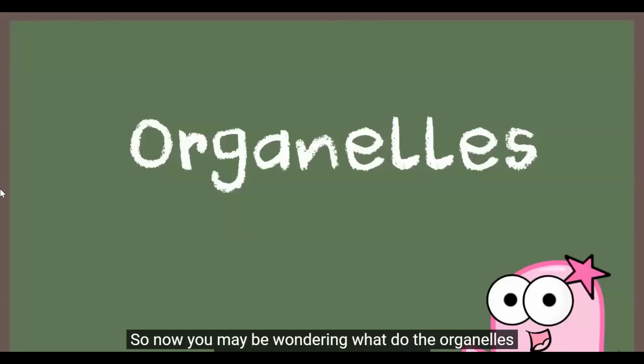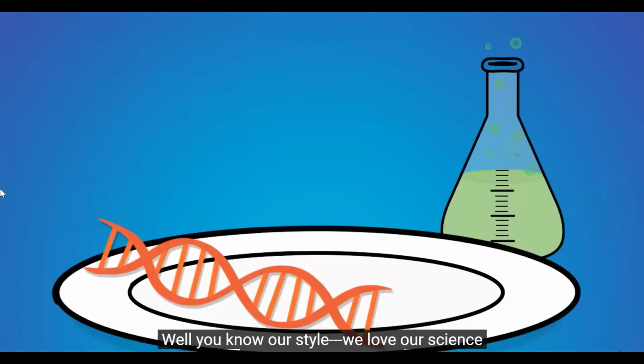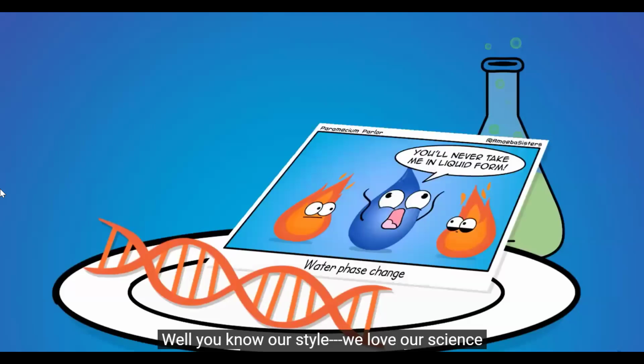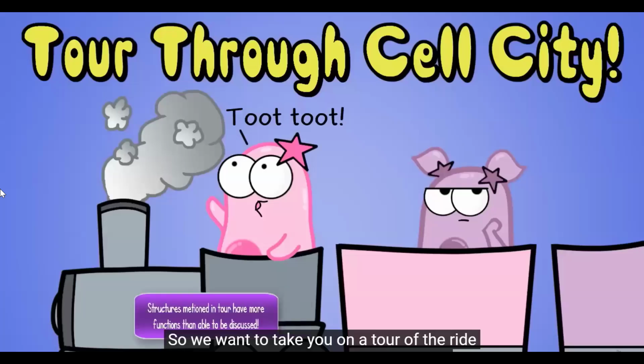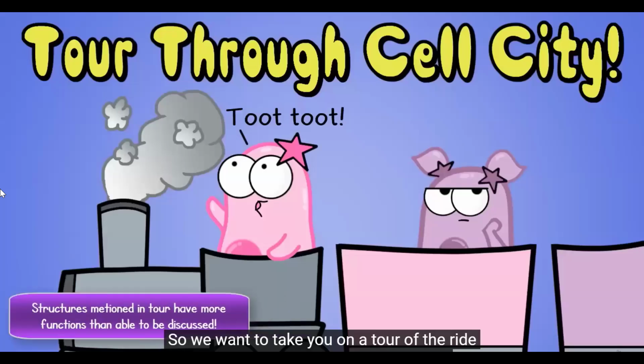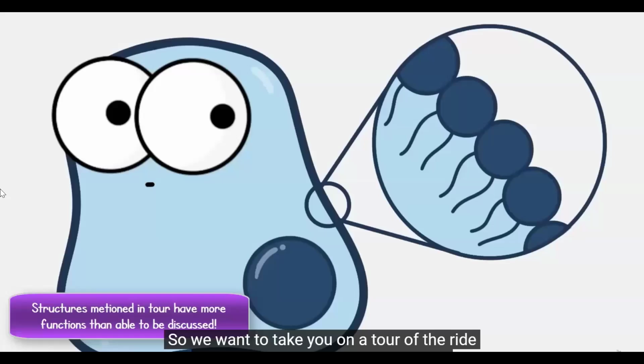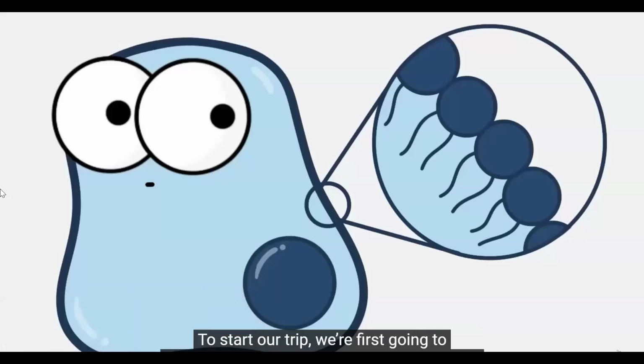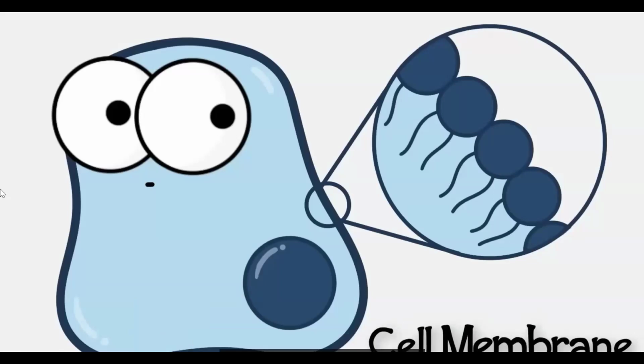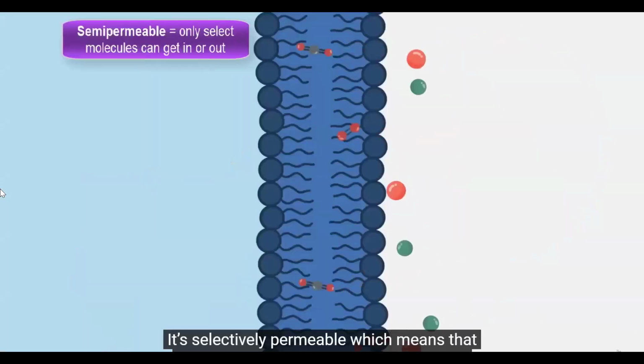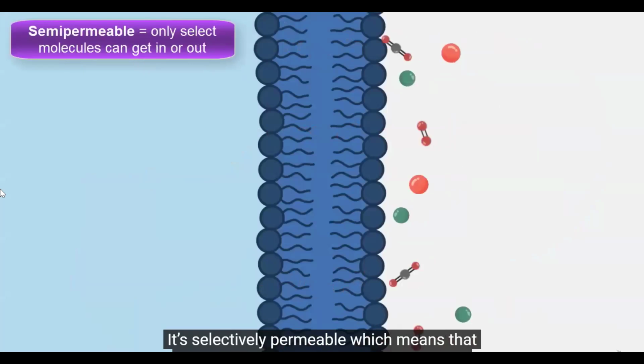So now you may be wondering, well, what do the organelles do? What are their functions? Well, you know our style. We love our science with a side of comics. So we want to take you on a tour of the ride of your life, into the inside of a cell. Now, to start our trip, we're going to have to get through this cell membrane, also called a plasma membrane. It's selectively permeable, which means that it only lets certain select materials in and out.